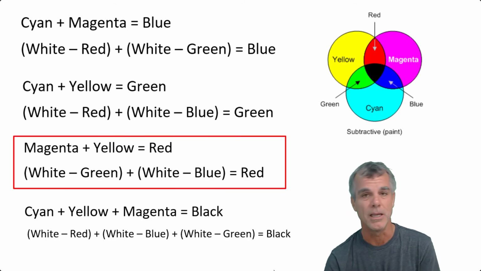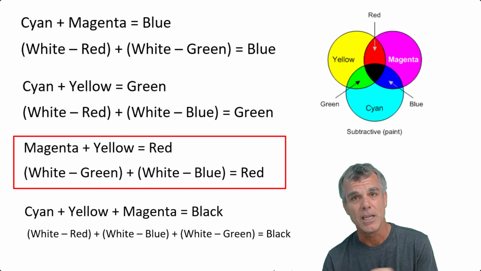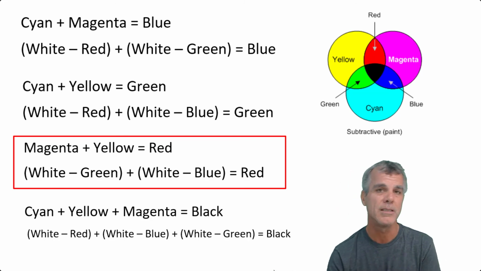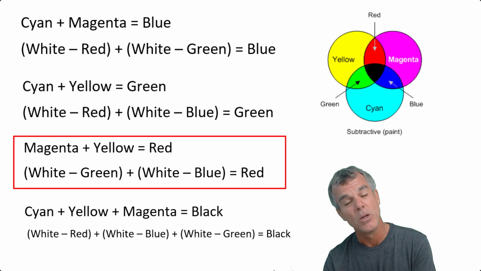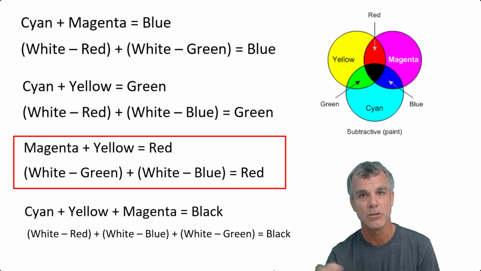And then magenta plus yellow. Magenta is absorbing the green component of white light. Yellow is absorbing the blue component of white light. And when I take white and subtract green and blue from it, what I'm left with is red light. So magenta plus yellow is red.